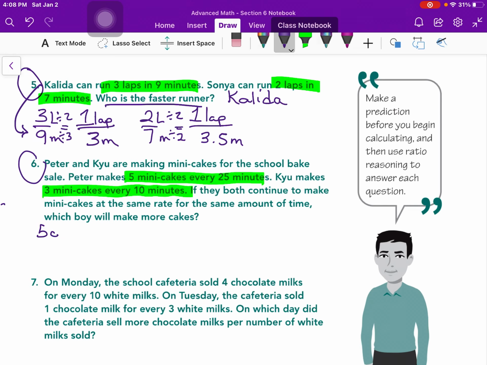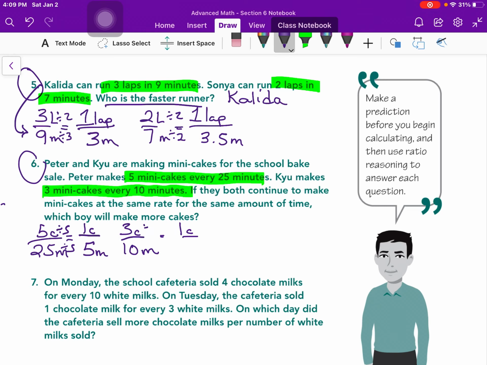Let's start with Peter. He does 5 cakes in 25 minutes. And Caillou can do 3 cakes in 10 minutes. Now, if I knew how long it took him to make 1 cake, I think then I can better figure out who's faster. So I'm going to get it down to 1 cake and 1 cake. And let's see, Peter, I would divide by 5. So 25 divided by 5 is 5. So Peter can do 1 cake in 5 minutes.